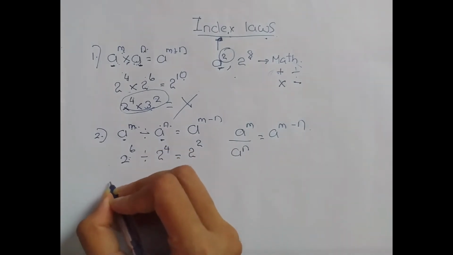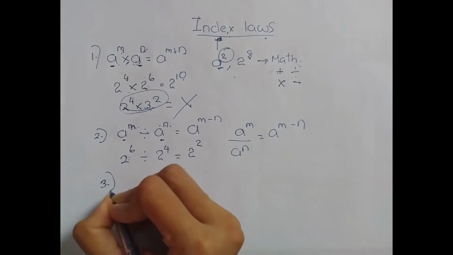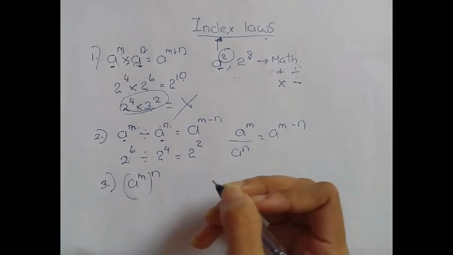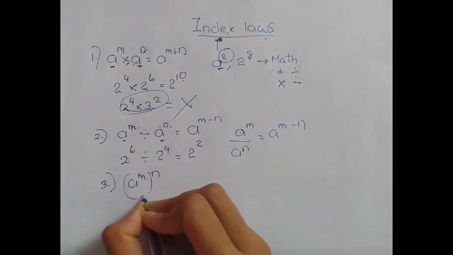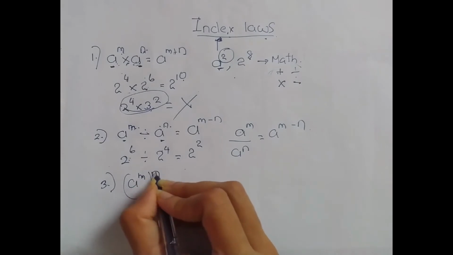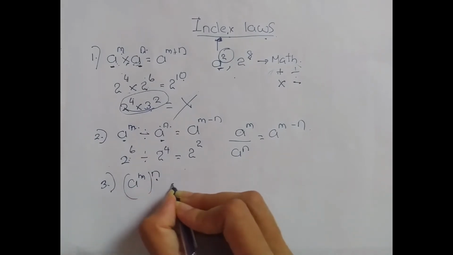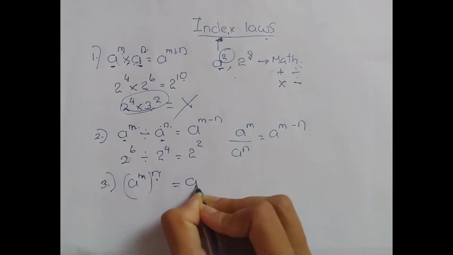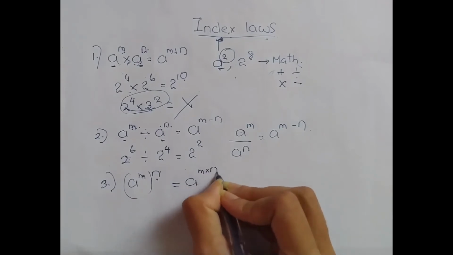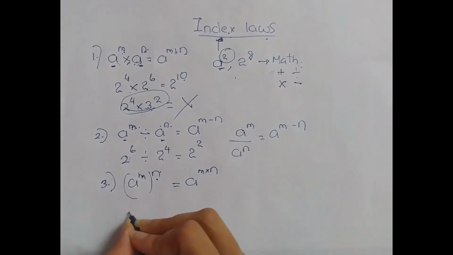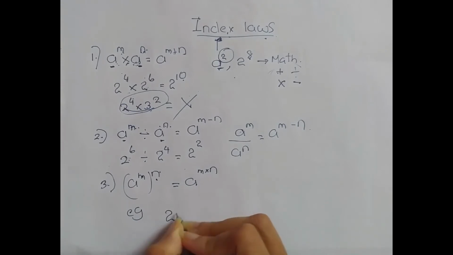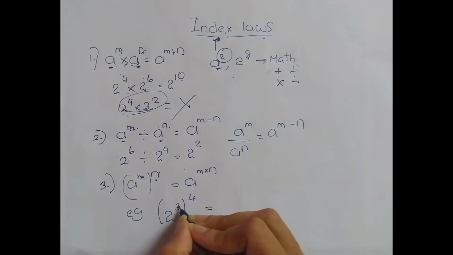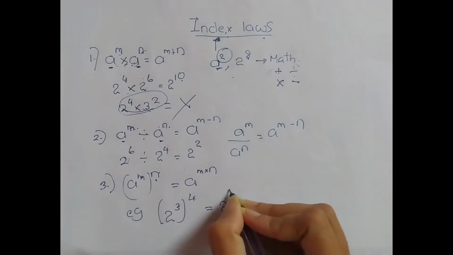Okay, now the next one, the third law. A to the power m, whole thing to the power n. Within the bracket there is a to the power m and outside the bracket there is a power n. If it is like this, then you can multiply this m by this n. So a to the power m into n. For an example, if it is 2 to the power 3, whole thing to the power 4, you can multiply 3 into 4, which is 12. So it will be 2 to the power 12.